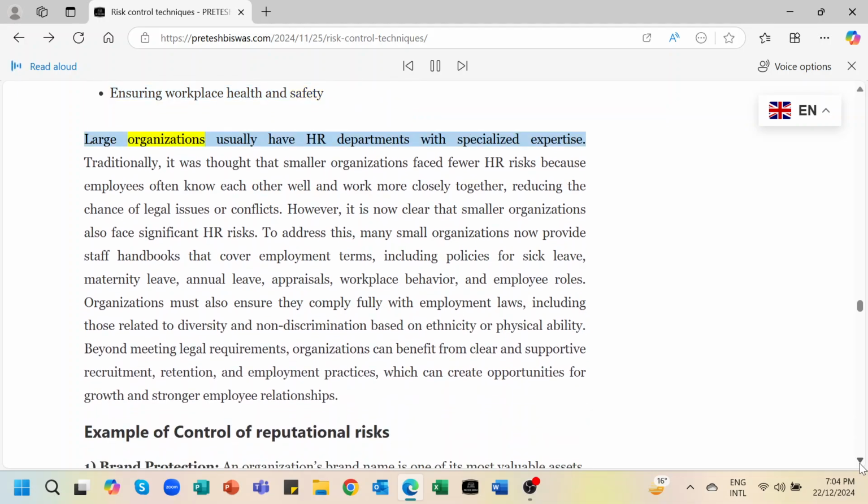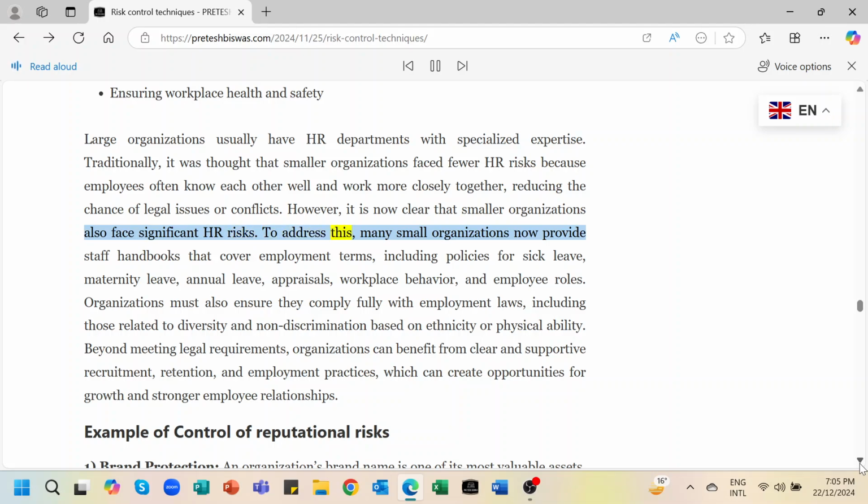Large organizations usually have HR departments with specialized expertise. Traditionally, it was thought that smaller organizations faced fewer HR risks because employees often know each other well and work more closely together, reducing the chance of legal issues or conflicts. However, it is now clear that smaller organizations also face significant HR risks.